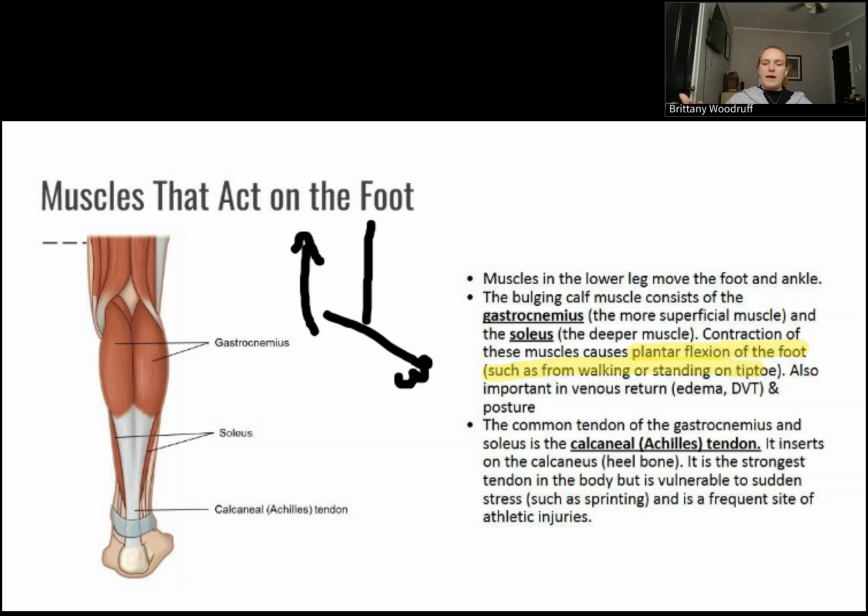Gastrocnemius and soleus are two muscles that largely contribute to this. They push some of that blood back to your heart. Not that you guys are going to need to know the pathology of this, the point is just that these are important in edema and DVT, because they help push some of that blood back towards the heart. And if they are not functioning properly, you're going to get swelling, because that blood and that fluid starts to accumulate down in your calves.